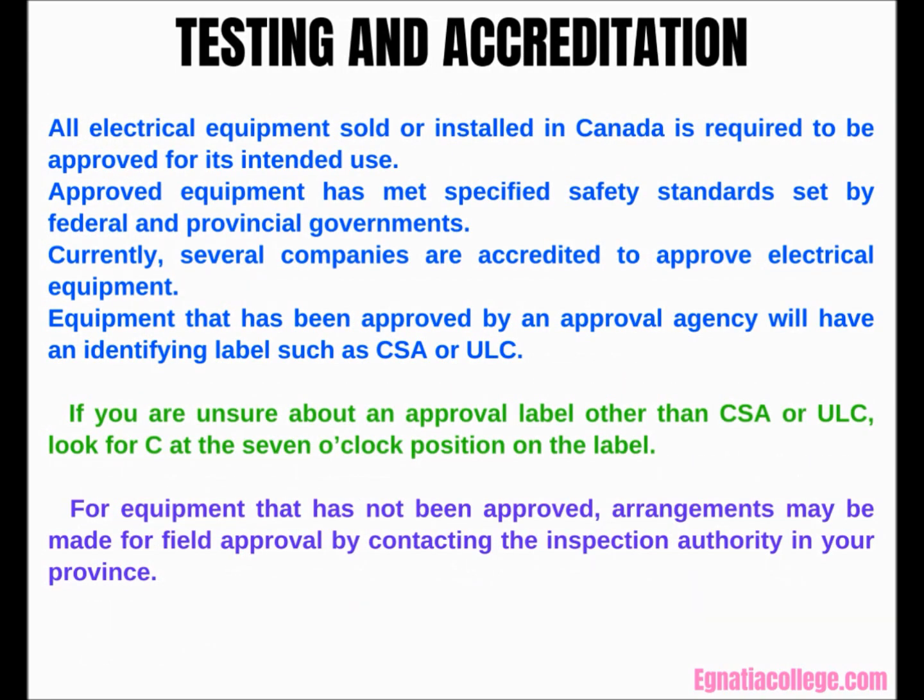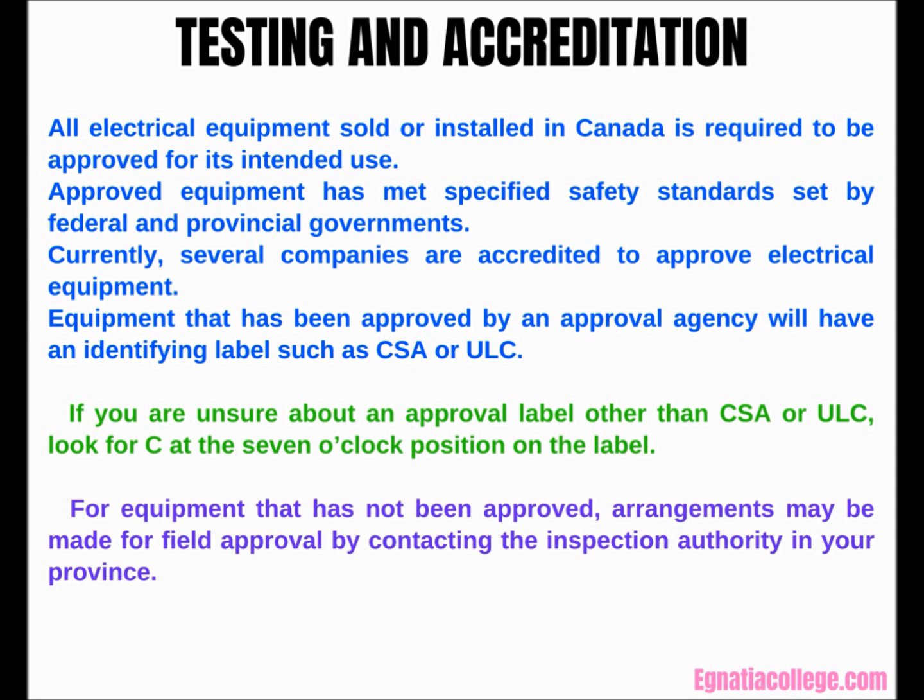Testing and accreditation. All electrical equipment sold or installed in Canada is required to be approved for its intended use. Approved equipment has met specified safety standards set by federal and provincial governments. Currently, several companies are accredited to approve electrical equipment. Equipment that has been approved by an approval agency will have an identifying label such as CSA or ULC.